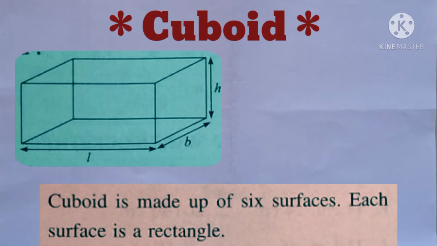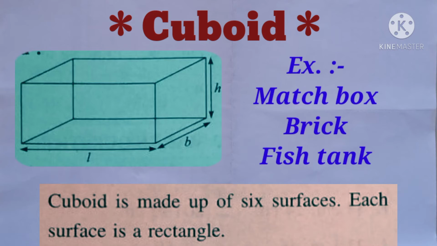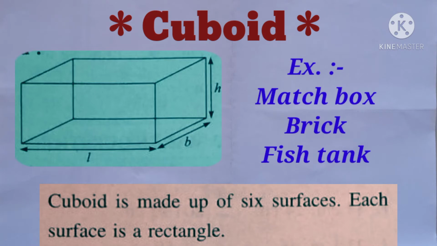Cuboid is made up of 6 surfaces. Each surface is a rectangle. If you will observe the diagram, then you come to know that in each side the rectangles are present. So, if you will think about the examples of cuboid, then the matchbox, bricks, and fish tanks will come in front of our eyes. So these are the examples of cuboid.